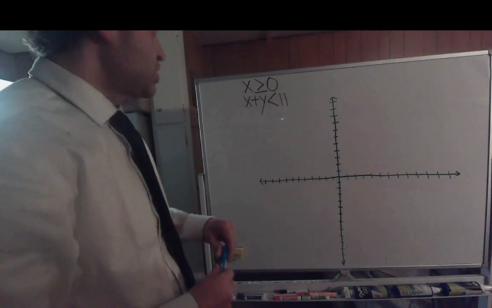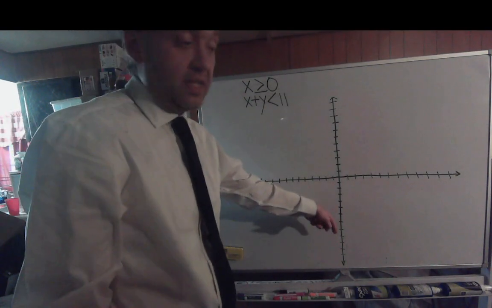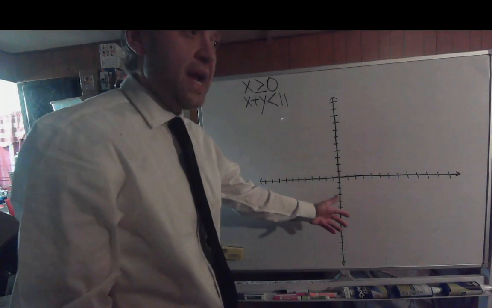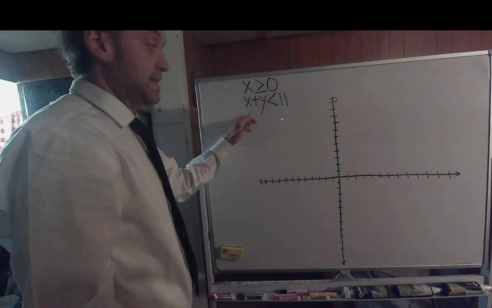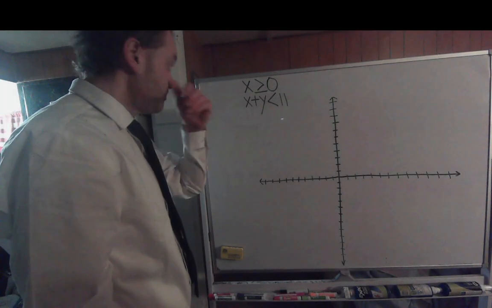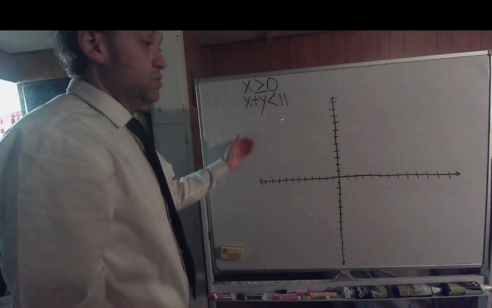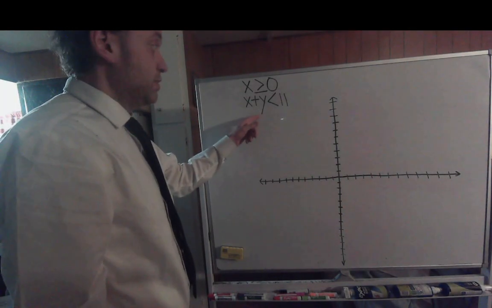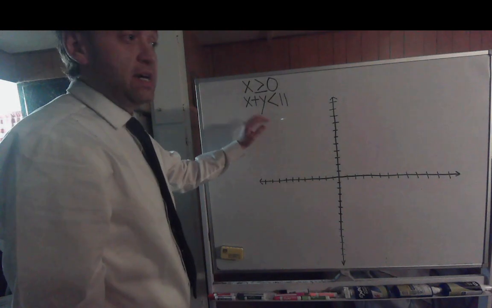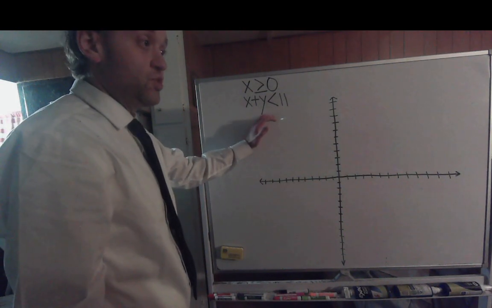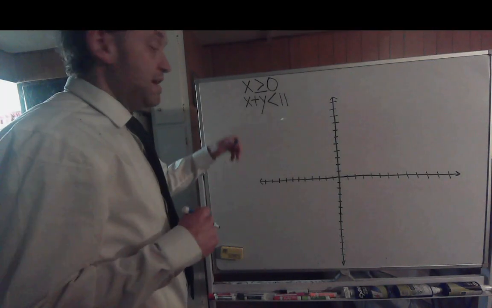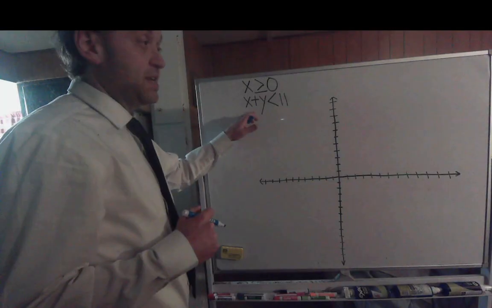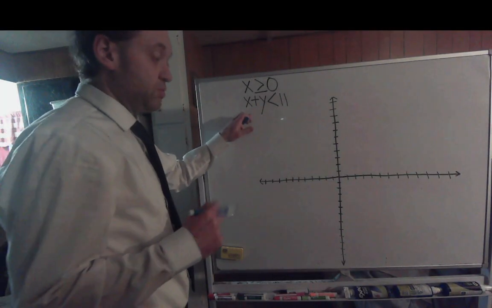So we can picture a solid line running through x equals 0, which is essentially the y-axis. Then we also had the line x plus y is less than 11. Well, we need to graph a dotted line through x plus y equals 11 because that's not going to be part of the solution set. So let's go ahead and graph that. To find the x-intercept, set y equal to 0, x would equal 11.